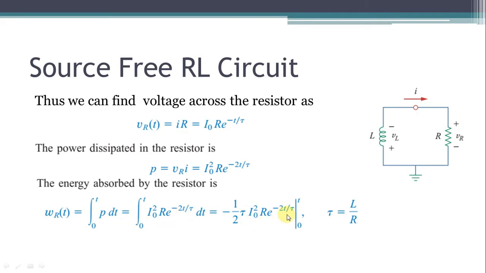So getting the constant I naught square R out of the integration and taking the integration of e to the power minus 2t over tau, reducing this equation gives us this term to find the energy of the resistor, which is consumed by this resistor.